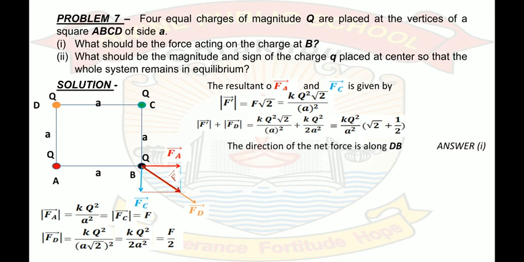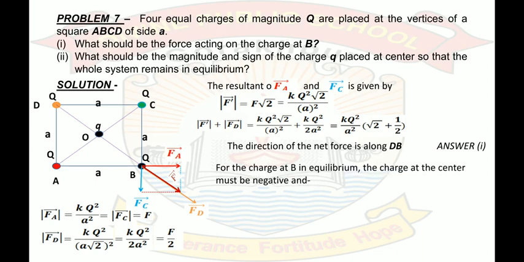Now coming to the second part: what should be the magnitude and the sign of the charge q placed at the center so that the whole system remains in equilibrium? For the center, let us draw the diagonal. At the center, one charge is there. Now just try to understand, F dash and Fd are in this direction. Therefore, q must be negative so that the net force exerted by q will be towards this direction. In that case, there is a possibility that the net force acting on the charge at B will be 0.